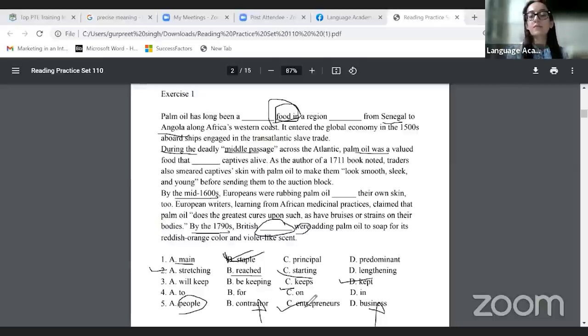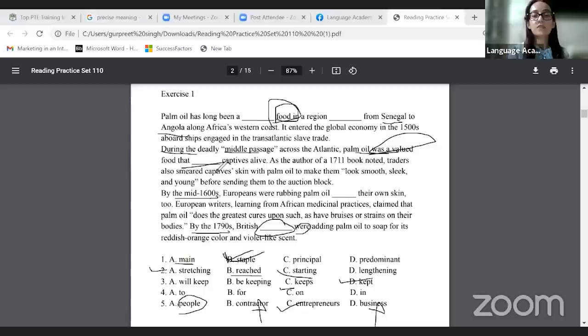So that is why it will be British entrepreneurs were adding palm oil to soap for its reddish orange color and velvet-like scent. So first one, with food, you always go with staple, which means the main food, the most important one, the most commonly eaten one, everything means staple food. Second, we needed past tense because the stories of past. Past tense is being used in the sentence.